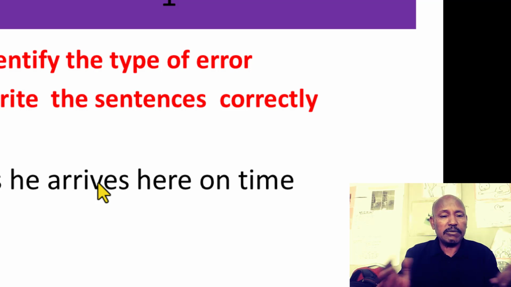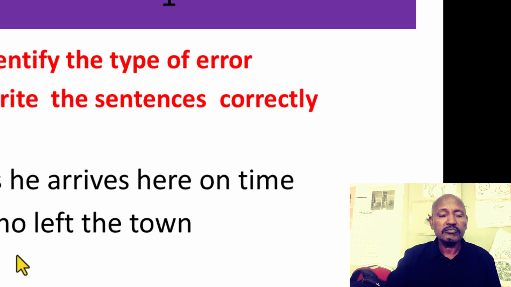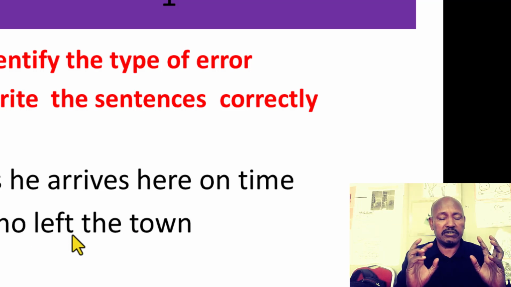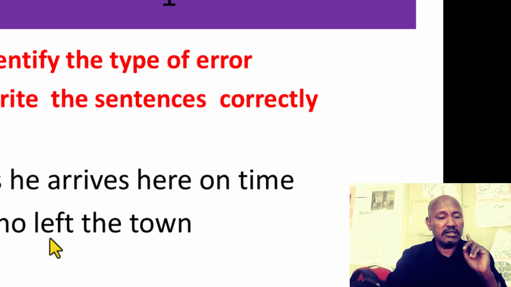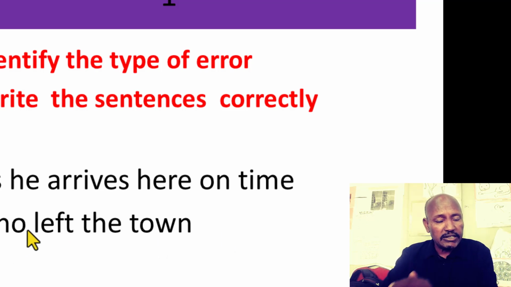Who left the town. Who left the town is a dependent clause. What kind of dependent? A relative clause, or adjective clause. So this by itself doesn't give us meaning. Who left the town? So it needs another main clause here. The man, look here, the man who left the town is my neighbor. So the man is my neighbor is the main clause, an independent clause.